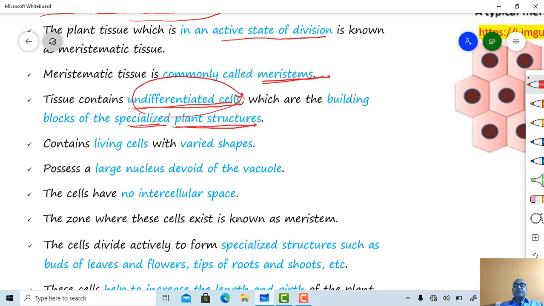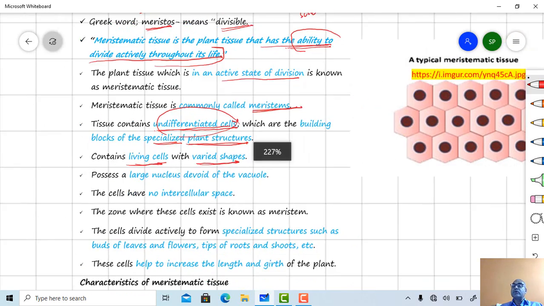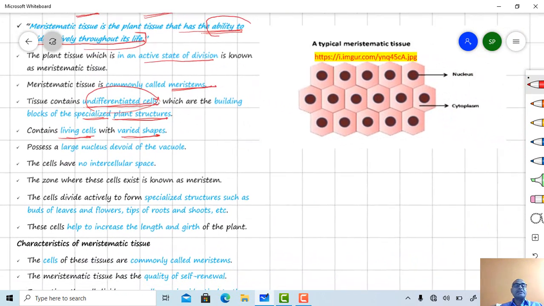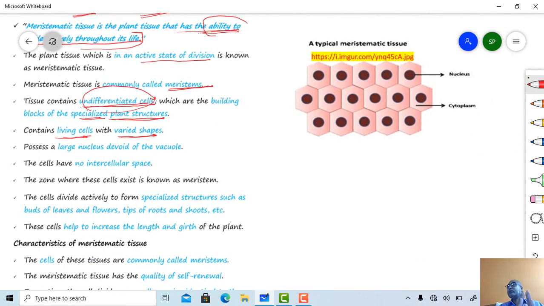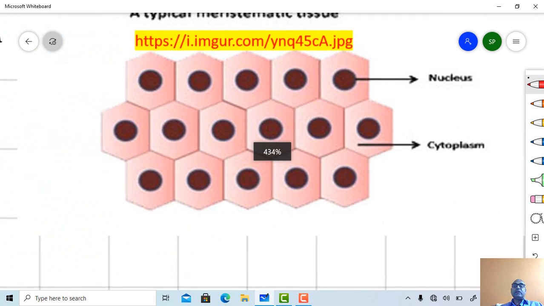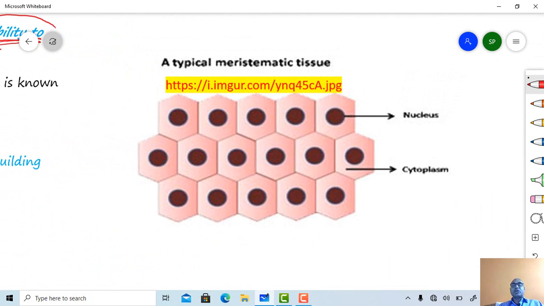So these meristematic cells are living cells, and they show varied shapes. Which are the varied shapes? They may be oval, they may be isodiametric. So different types of shapes are present. This one is a typical meristematic cell, if you see here. This one is another meristematic cell.